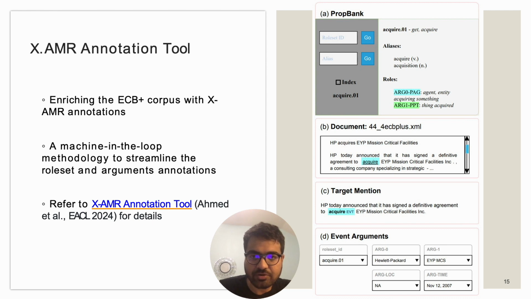As mentioned before, we enriched the ECB+ corpus with X-AMR annotations using a user-friendly annotation tool. The annotation tool has a model in the loop that assists the annotator by suggesting the arguments from previously annotated documents. It also has the PropBank interface to look up role set definitions easily during the annotation. The tool is discussed in more detail in another paper called X-AMR Annotation Tool, which was published recently in the EACL conference in the system demonstration track.